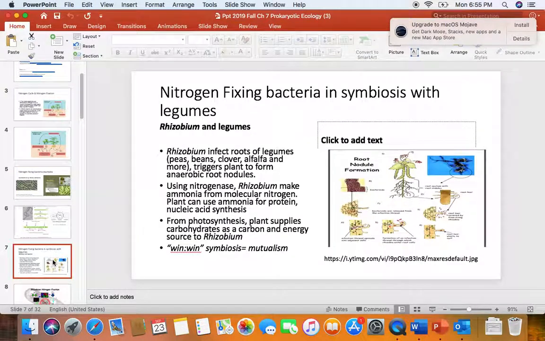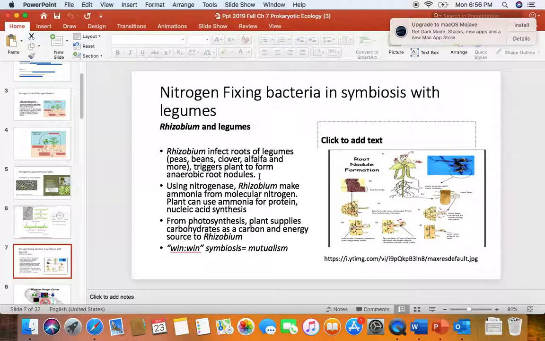Now, another really cool bacterium that can carry out nitrogen fixation is a soil bacterium called Rhizobium. This is a new bacterium, we haven't talked about it yet. Rhizobium live in the soil, and they have a special symbiotic relationship with plants called legumes. Legumes include peas, beans, clover, alfalfa, and lupin. So the Rhizobium lives in the soil, and it invades the plant roots and triggers the plant roots to form these really cool little bumps, these anaerobic bumps on the roots called root nodules.